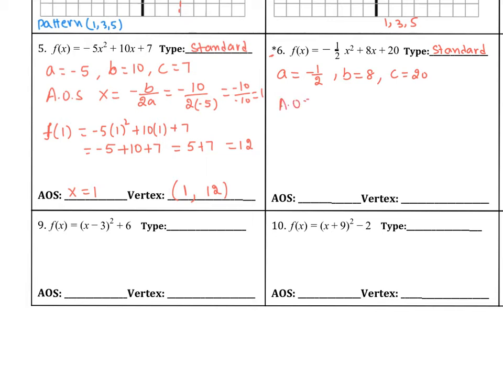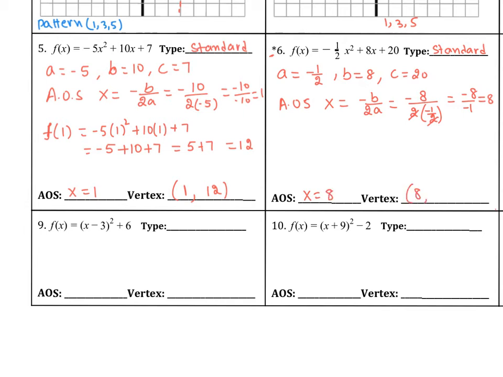Axis of symmetry is the next step. So x equals negative b over 2a, negative 8 over 2 times a. So a is negative 1 over 2, so I'm going to plug it in here for a, negative 1 over 2. And this 2 and this 2 cancel, so I'm going to cancel the 2. You're going to get negative 8 over negative 1, so x equals 8. So axis of symmetry or x coordinate of vertex is 8.